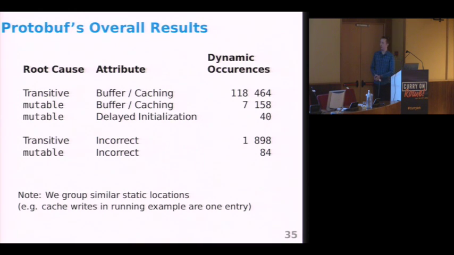So the first thing we're going to look at is Protobuf. Protobuf had a large number of dynamic occurrences, over 100,000. In this case, we manually grouped all the static locations. So if you think back to our caching example that needed 2 writes to implement caching, we would group both of those together as one entry in this table. So two of the writes we found were incorrect. That is, they weren't logically immutable at all, while 3 of them is kind of something we expected: buffering or caching or delayed initialization.